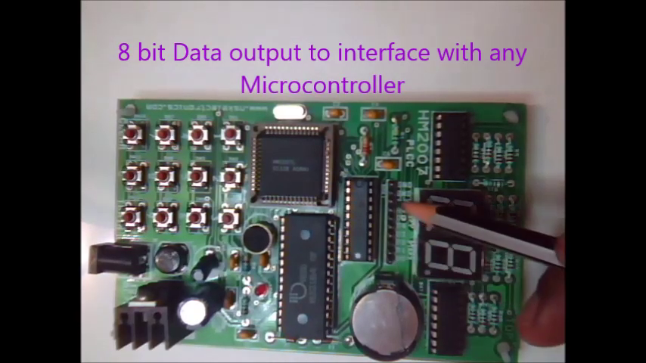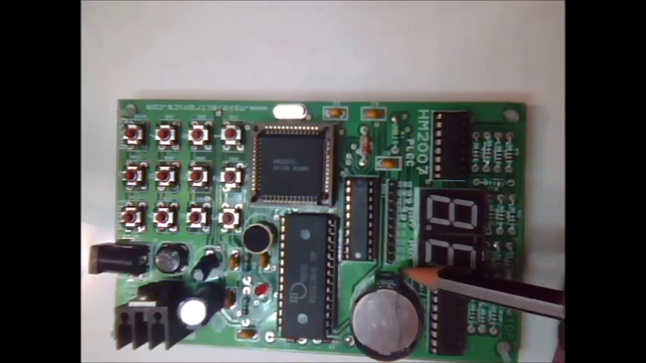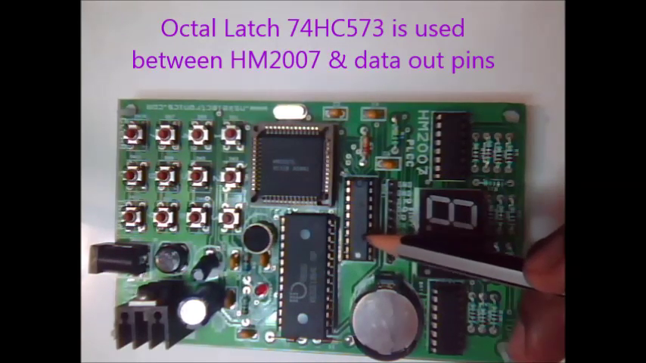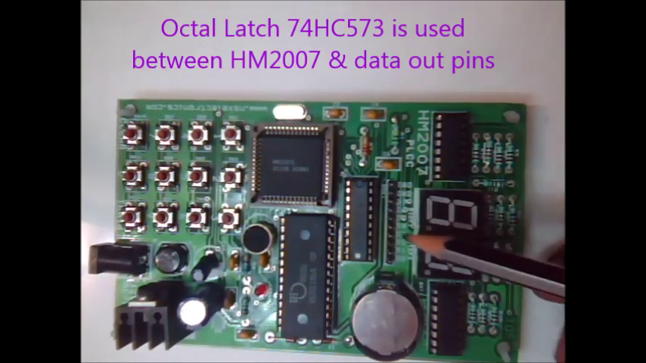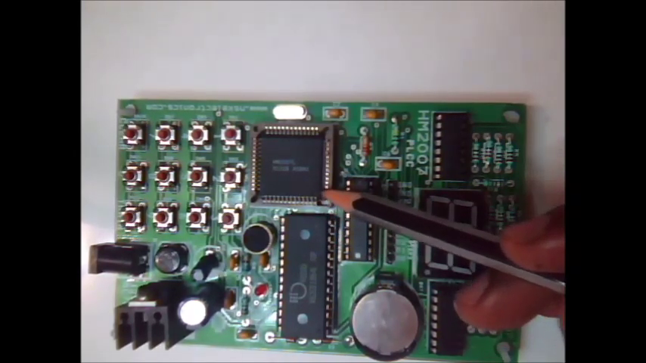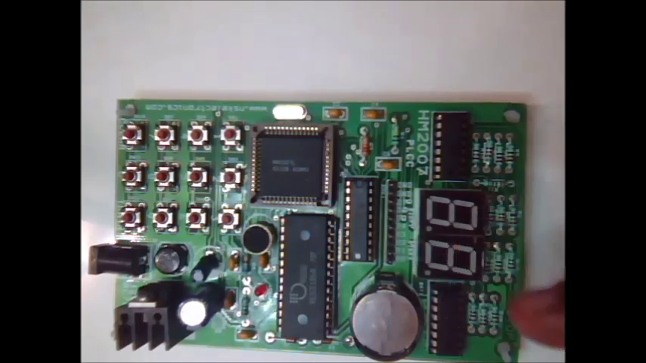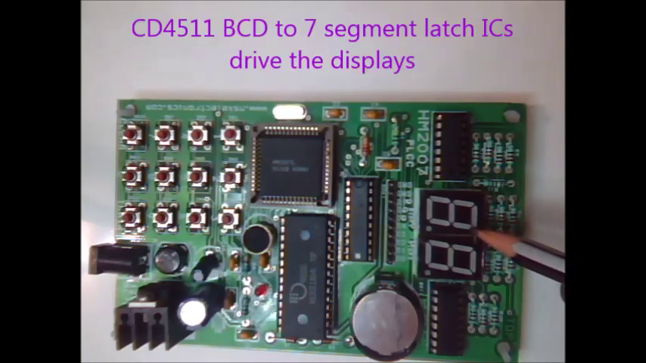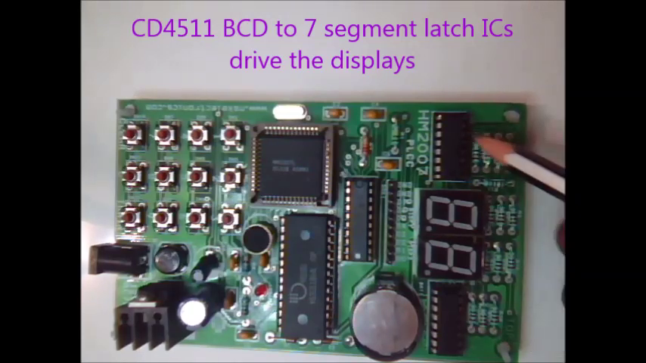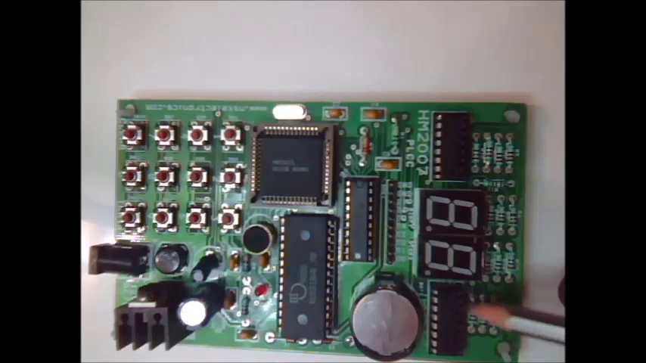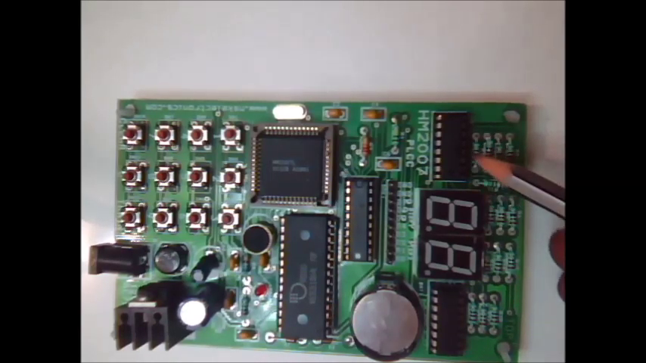This D0 to D7 is the 8-bit data out. An octal latch IC, 74HC573, is used between the data output pins on the IC. To display the voice recognition command, two 7-segment common cathode displays are used. This display is driven by CD4511 IC. You can see this 4511 IC on both sides of the display. It is a BCD to 7-segment latch decoder driver IC.